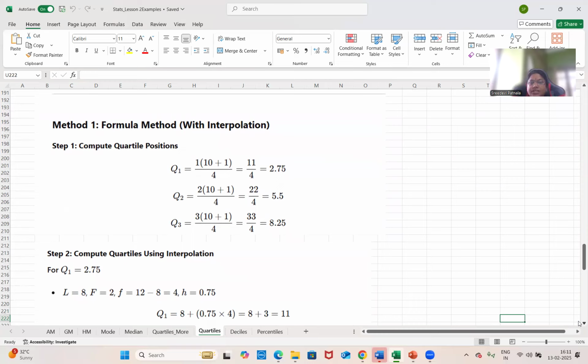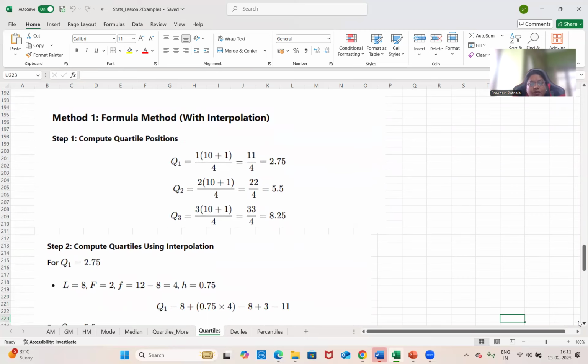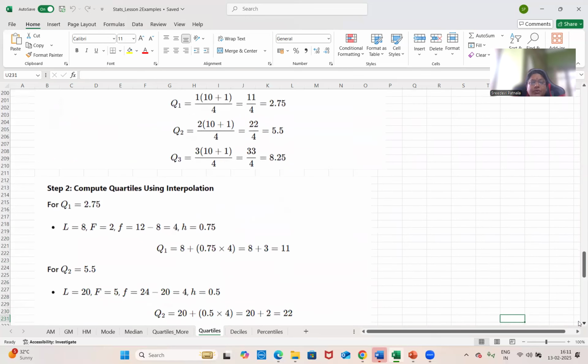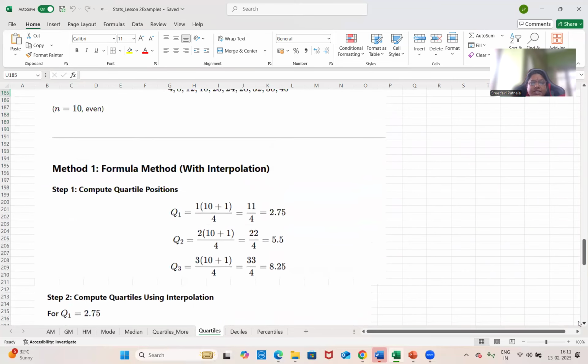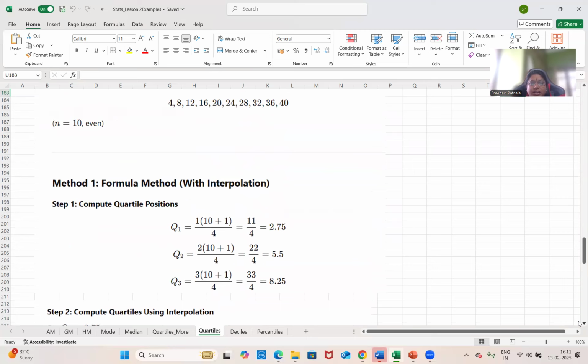When you have decimal values, how do you do it? You have to use the interpolation formula, which you know. Now you know the interpretation of the values. 2.75 means in your data set, go to the second position, which lies between 8 and 12. And 5.5 means the fifth position, 1 2 3 4 5, between 20 and 24. And 8.25, 1 2 3 4 5 6 7 8, lies between 32 and 36.